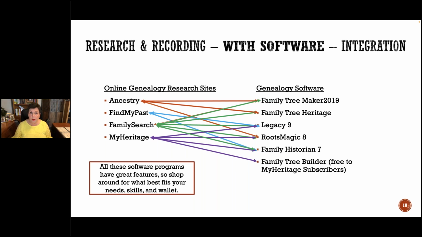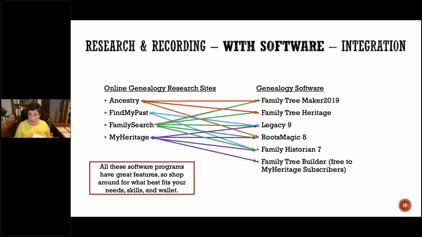The software programs that I've just mentioned are synced, or can sync, with the online genealogical research sites. On the left here are the big four which I talked about last week, the four genealogical websites which are the most popular today, and that includes Ancestry.com, Find My Past, FamilySearch, and MyHeritage.